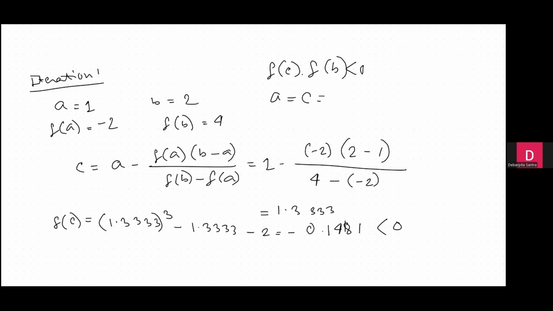So A is now 1.3333. Okay, so that is that. So A is 1.3333 and B will be same, that is 2. Okay, now we move on to the next iteration. Let us delete the page content and move on to iteration number 2.